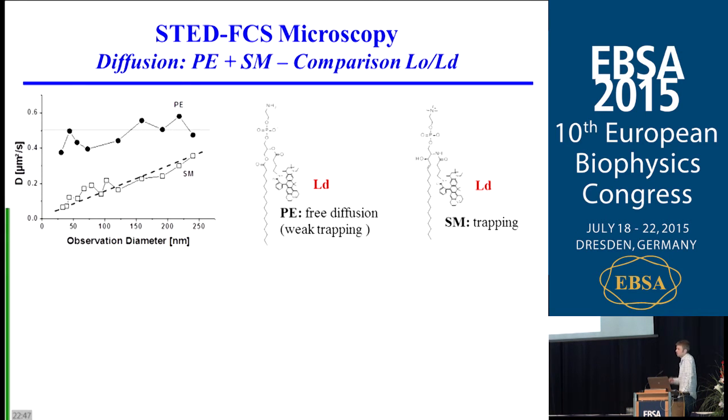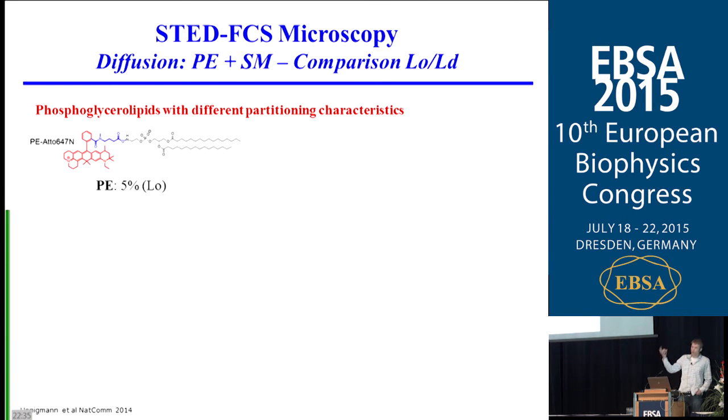How do they partition? What preference do they have? As I said, changing label positions, like putting the dye on the head group, didn't make much difference. We also saw that this was mainly going into the LD environment. Now, of course, the dye is large and it needs space, so that's why it doesn't go into the LO environment.